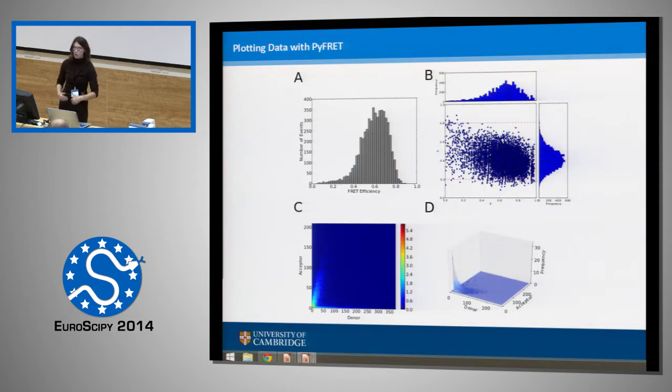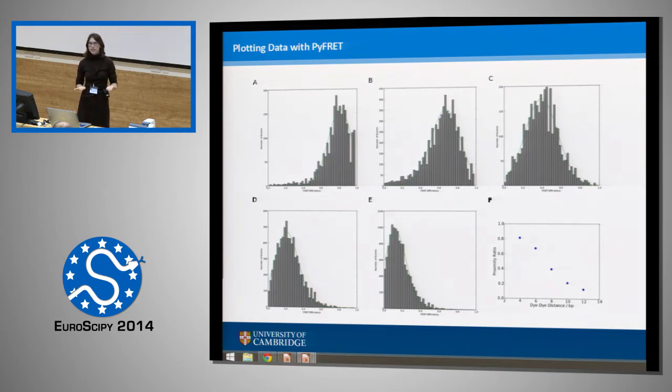So what do these plots look like? This one at the top is what's called a FRET efficiency histogram. Along the x-axis, you have the efficiency of energy transfer between your donor and acceptor, and on the y-axis, you have the number of events that showed that efficiency. You can also make some scatter plots and some two-dimensional plots. You can make heat maps, and you can make 3D plots of either the raw data or some of the processed data later on.